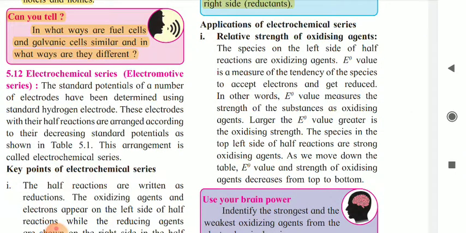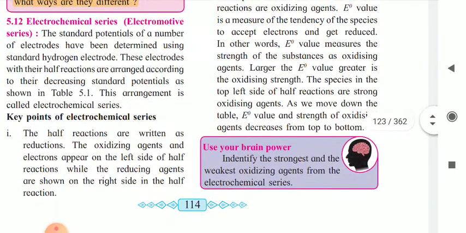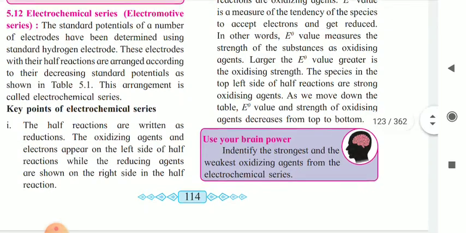E0 value is a measure of the tendency of a species to accept electrons and get reduced. This is the value which decides whether that substance will accept electrons or lose electrons. This is nothing but the strength of the substance as an oxidizing agent. The larger the E0 value, the greater is the oxidizing strength. This means the E0 value will decide the oxidizing strength of that species.